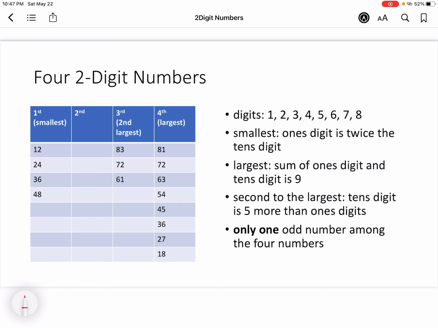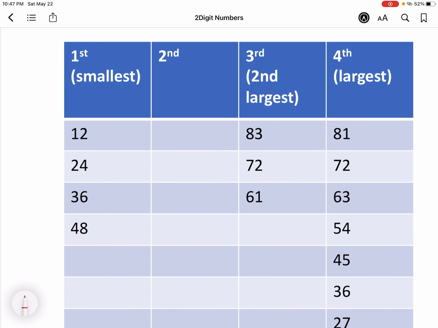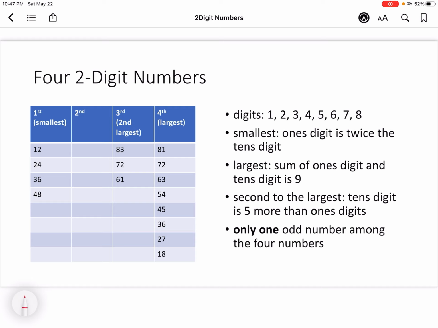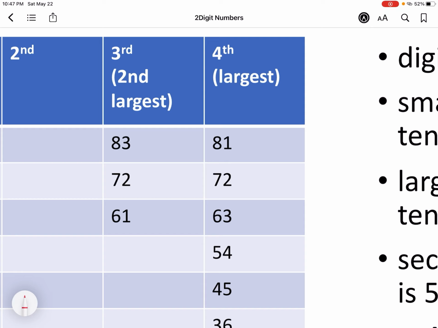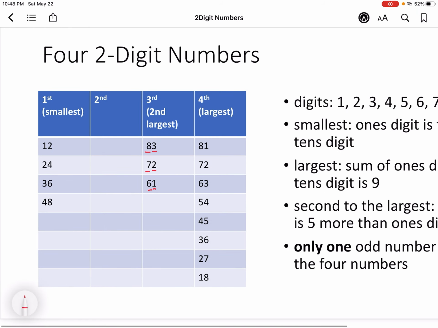For example, sa first column, the ones digit is twice the tens digit. So kita naman natin, di ba, yung 12, 24, 36, 48. Tapos sa third column, which is second to the largest, the tens digit is 5 more than the ones digit. So 3 plus 5 is 8, 2 plus 5 is 7, 1 plus 5 is 6. And yung fourth digit, which is the largest, yung sum ng kanyang digits ay 9.